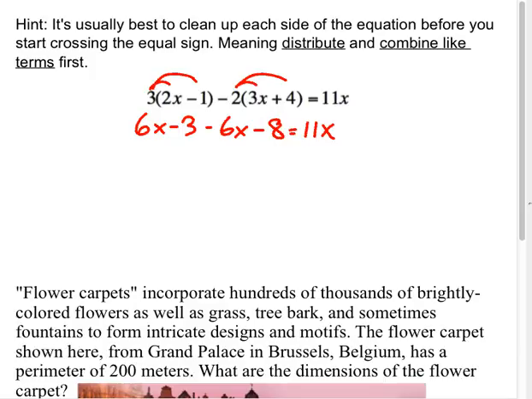Now, combine like terms, okay? So again, right now, all I'm doing is cleaning up that left-hand side. Well, 6x minus 6x, that actually just cancels out. That leaves me with 0 there. So all I really have to worry about is the negative 3 minus 8, which is negative 11. So what it really boils down to is just negative 11 equals 11x. Well, I need to get the x by itself still.